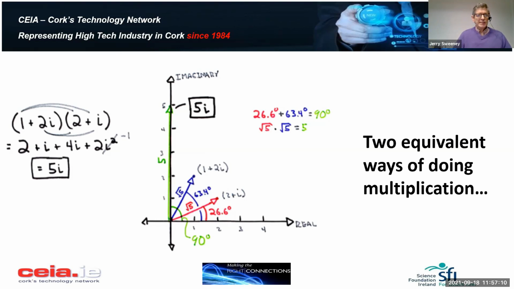So the magnitudes of the two numbers are multiplied together and the angles are added. And I think this is an absolutely amazing result.